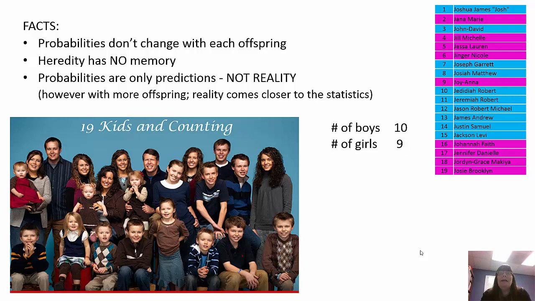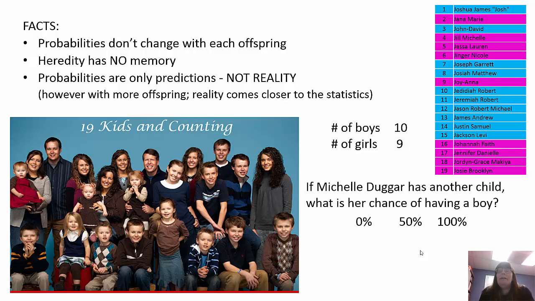So 19 Kids and Counting, for example. If you look at the chart over there, they had a boy and then a girl and then a boy, but then they had 3 girls in a row. Then they had 2 boys. Then they had another girl, but then they had 6 boys in a row. But if you count overall, they have 10 boys and 9 girls. So that's really close to that 50-50.